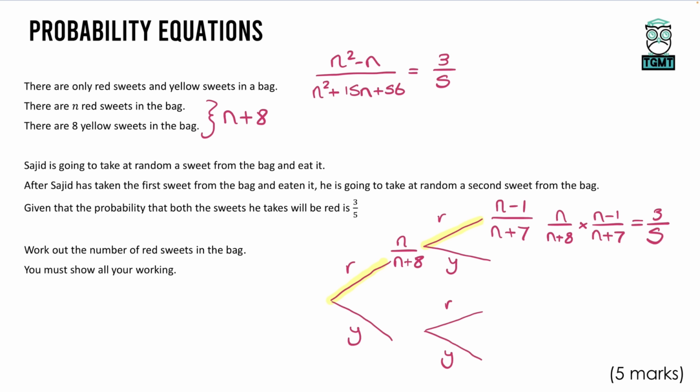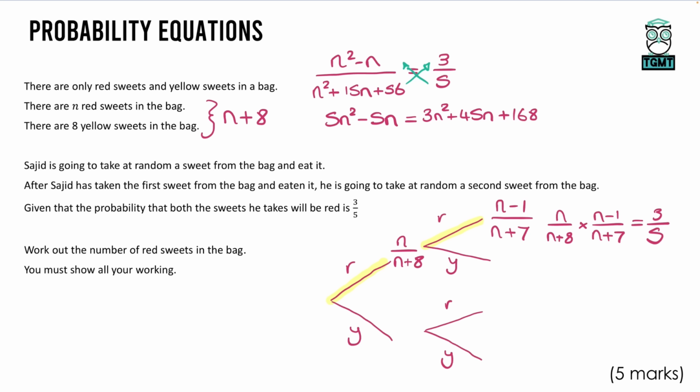From here, we would need to cross multiply these denominators to turn this into a nice straight line equation that we can solve. So 5 lots of n squared minus n gives us 5n squared minus 5n, and 3 lots of that denominator, n squared plus 15n plus 56, gives us 3n squared plus 45n plus, and then 56 times 3 is 168.